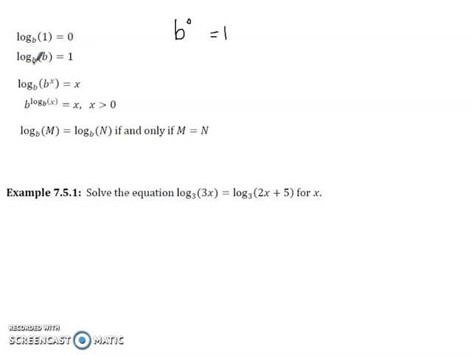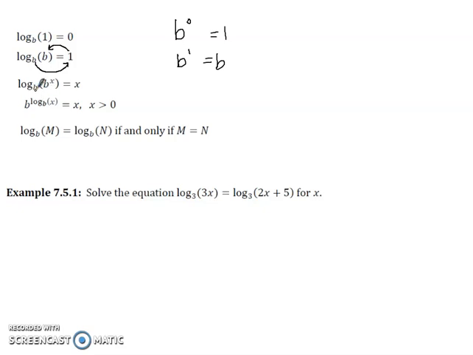Log base b of b is always going to equal 1. The reason is that if I have a b and I raise it to some power and end with a b, then that b has to be raised to the first power. So therefore my exponent here will be a 1.